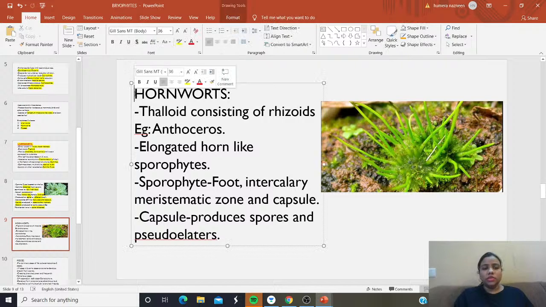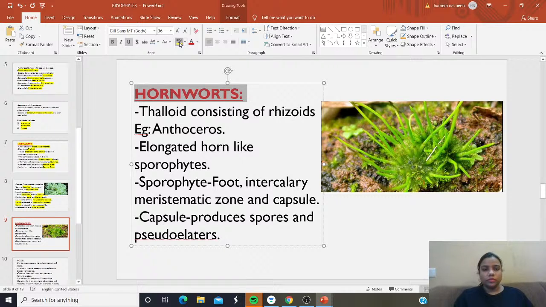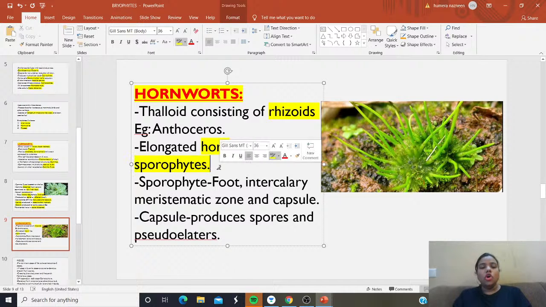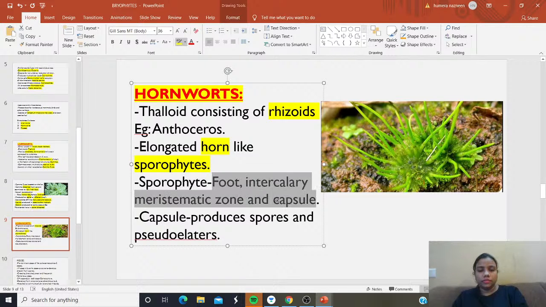Moving on, the second type of bryophytes is hornworts. The thalloid body consists of rhizoids. An example is Anthoceros, and they have elongated horn-like sporophytes. With the name only you can see they have horn-like sporophytes. But the sporophyte, unlike in liverworts where it is divided into foot, seta and capsule, here is differentiated into foot, intercalary meristematic zone and capsule. And here also the capsule produces spores and pseudo-elaters.